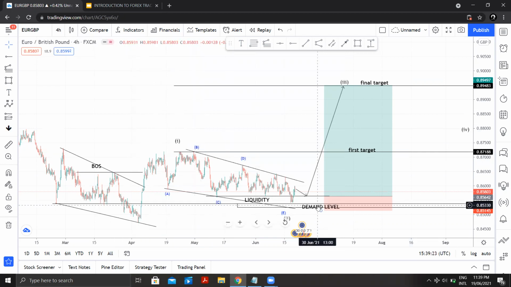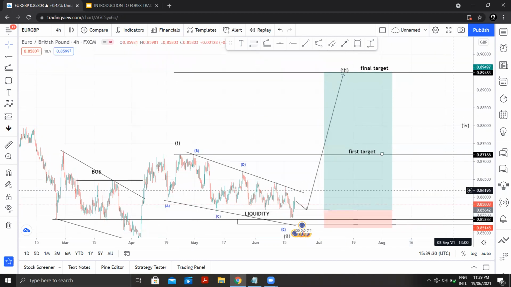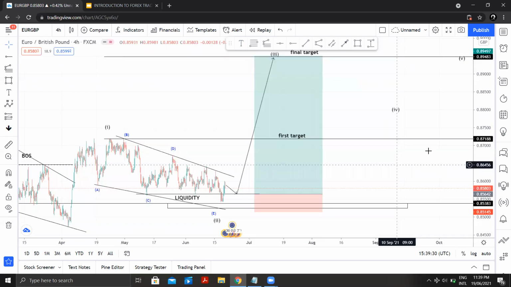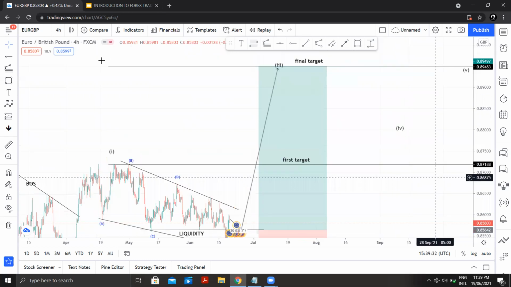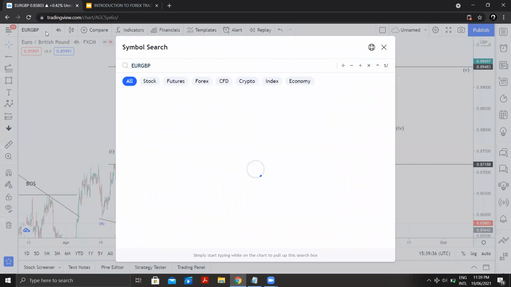So we're done with that. So this is what we are looking for on EURUSD next week. Only buy setup. So the next one we'll be looking at is AUDCAD.